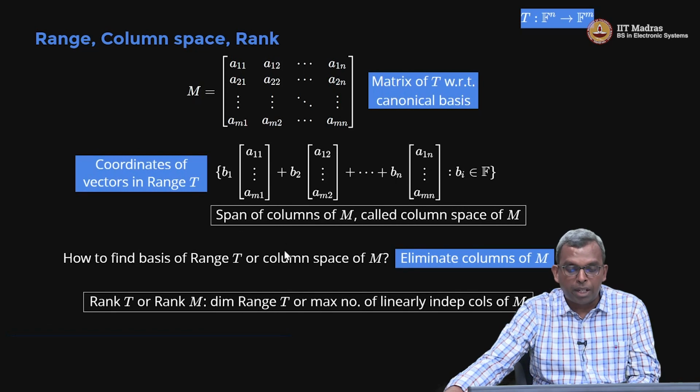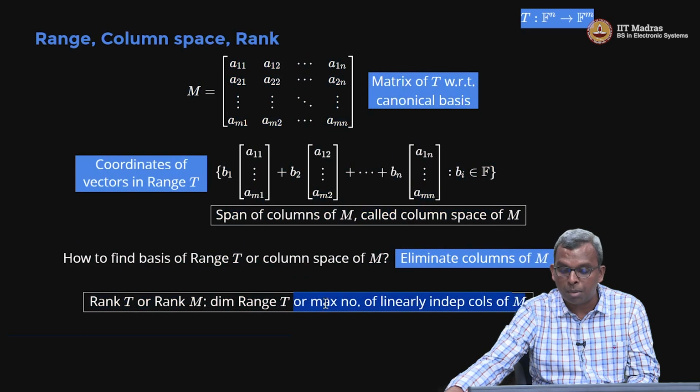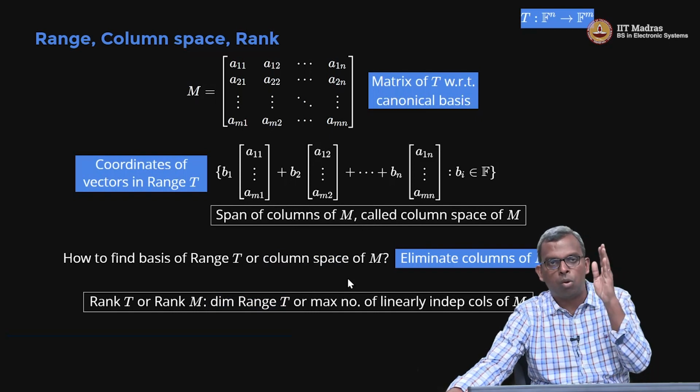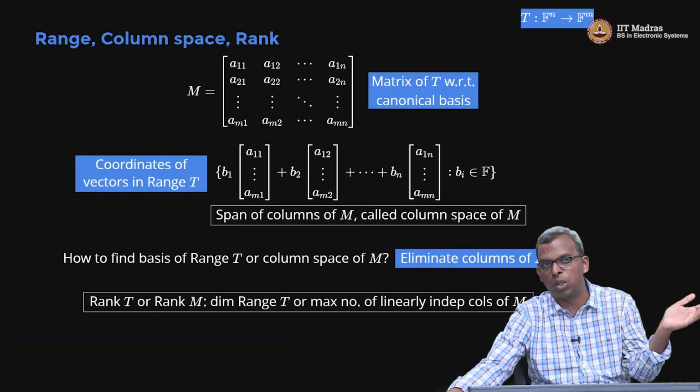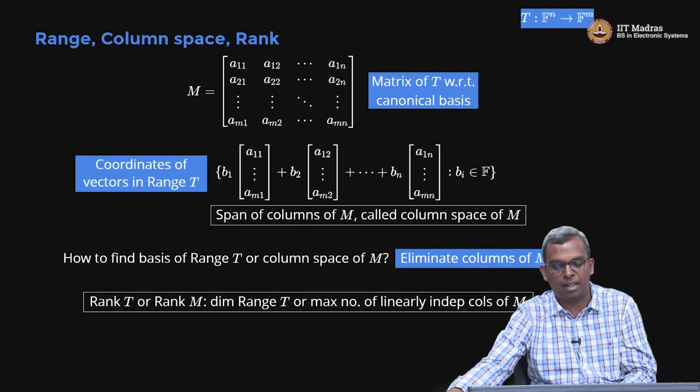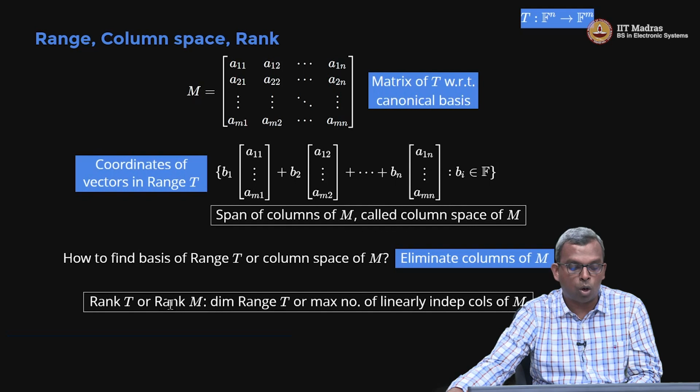Okay. In particular, the dimension of the range of T, which we will also see later, is the same as the maximum number of linearly independent columns of M. The dimension of the range of T is the dimension of the column space, right? When you eliminate, how many pivots do you get? When you eliminate, some of the rows may become 0. You will have a number of non-zero rows. How many linearly independent vectors are there? That number is called the rank of T or the rank of M.